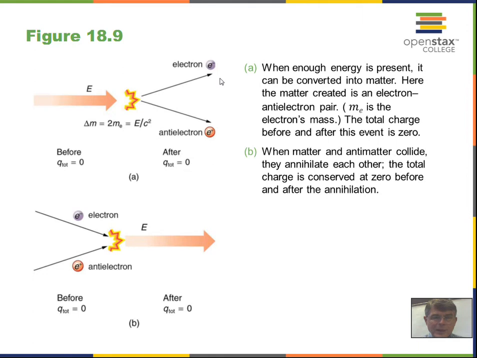1.6 times 10 to the minus 19 coulombs. So that's our fundamental unit of charge. And it's a negative when it's on the electron. It's a positive 1.6 times 10 to the minus 19 on the proton. The two objects have the same magnitude of charge, but the electron is negative and the proton is positive.